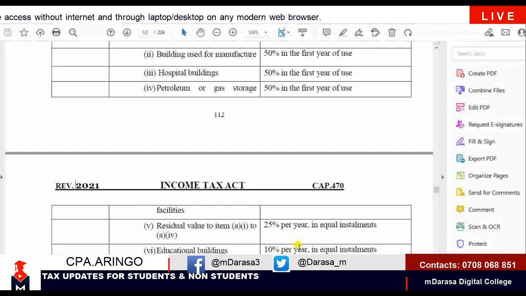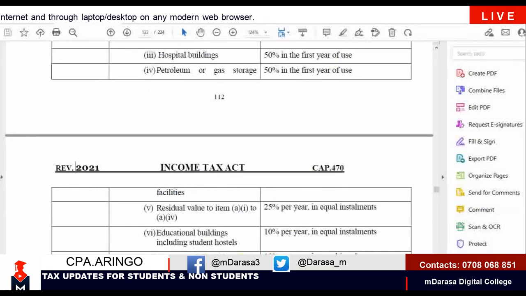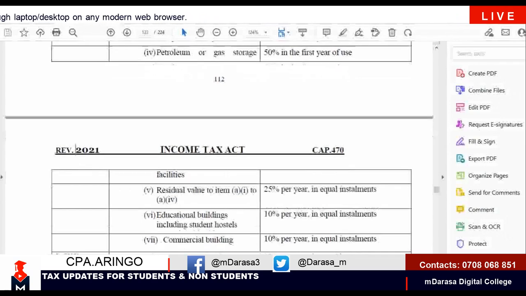Ideally, these are items for IBD, which include educational buildings, including student hostels, and commercial buildings. We are talking of 10% per year in equal installments. That is 20% per year. Equal installment is straight line basis.